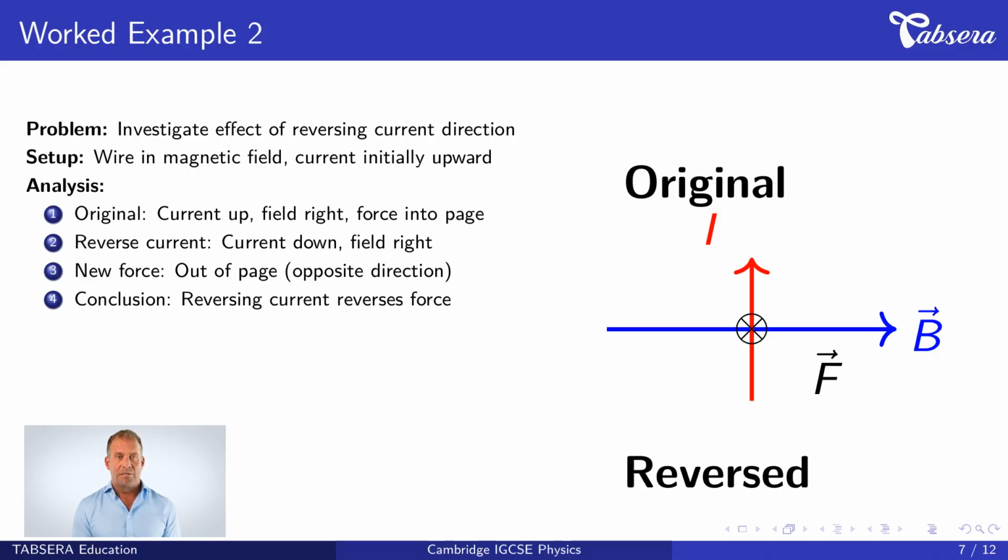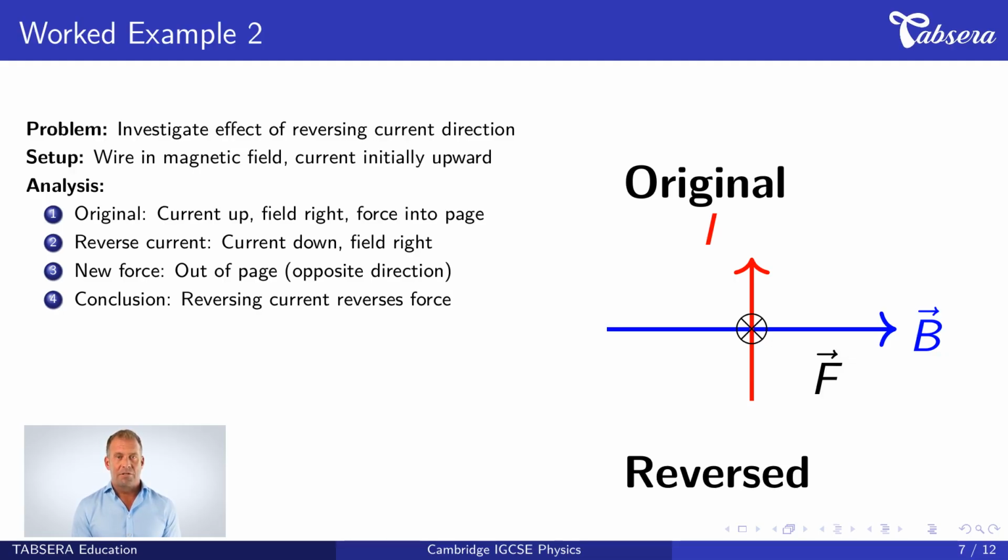Example 2 demonstrates the effect of reversing current direction. The problem is, investigate how reversing current direction affects the force on a wire in a magnetic field. The setup shows a wire in a magnetic field with current initially flowing upward. Now we analyze systematically. First, in the original situation, current flows upward, magnetic field points right, and force acts into the page, shown by the cross symbol.